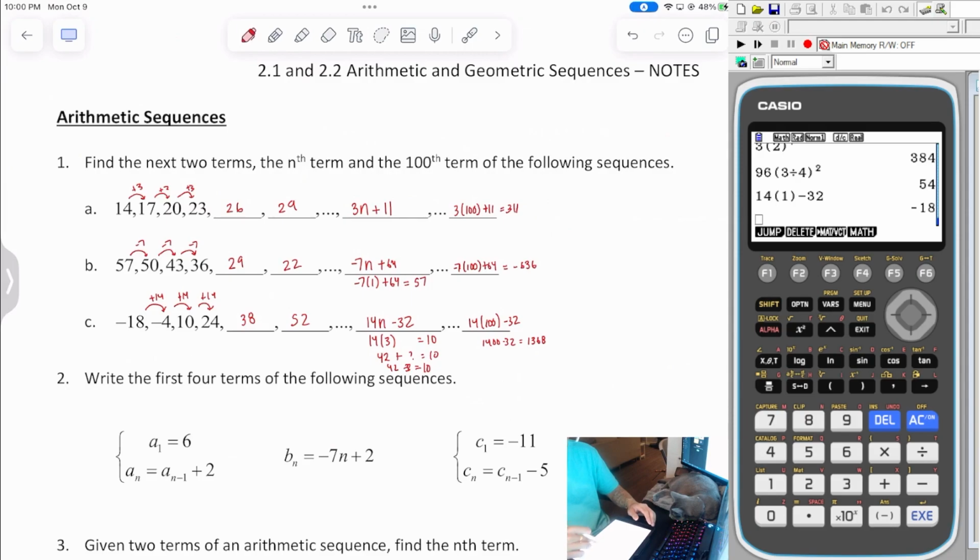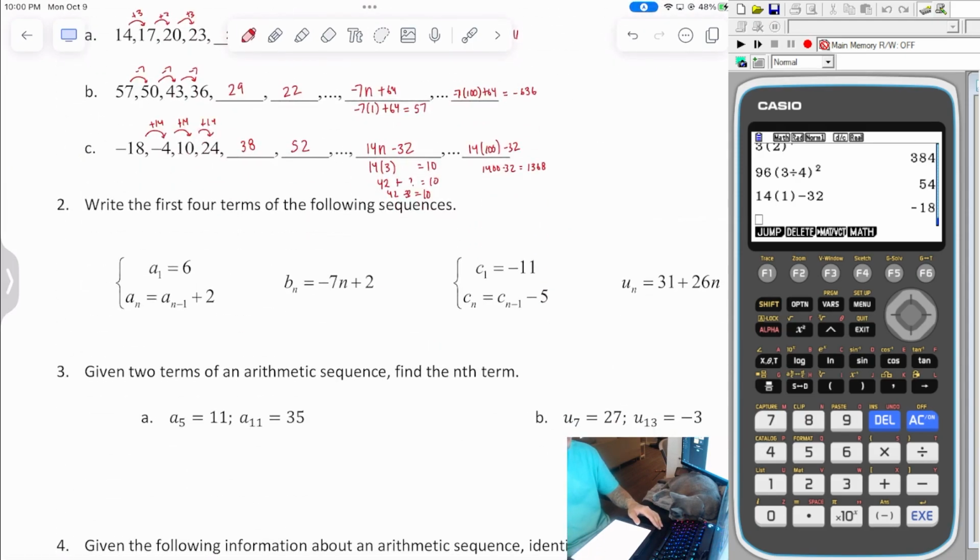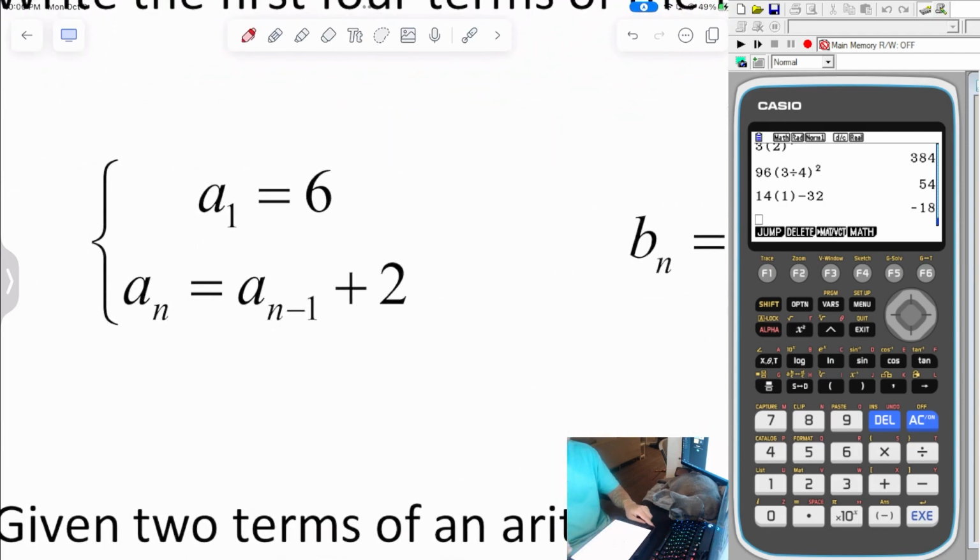Alrighty, let's continue. Let's do number 2. Write the first 4 terms of the following sequences. If I observe the sequence, this is what you call a recursive sequence. The reason it's called a recursive sequence is because we are provided one of the parts of our sequence, usually the first term. And if we want to figure out any given term in the sequence, a sub n, I would always have to use the previous term to help me find that. So that's why it's called recursive.